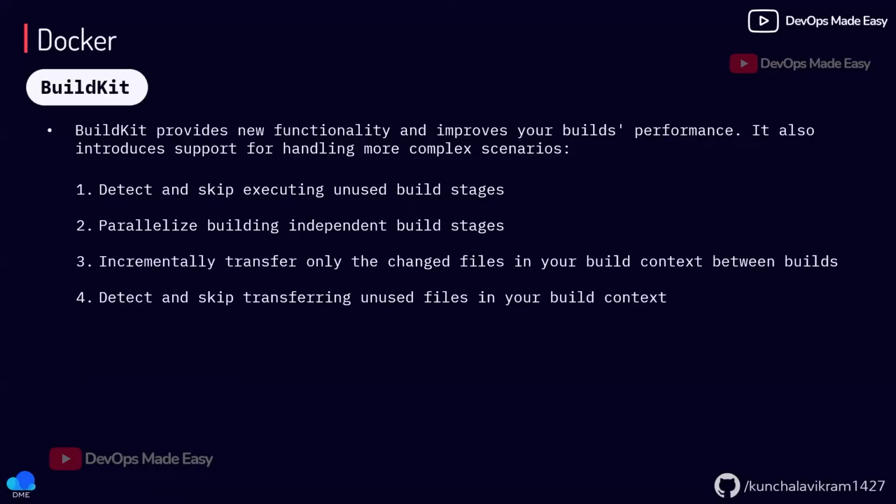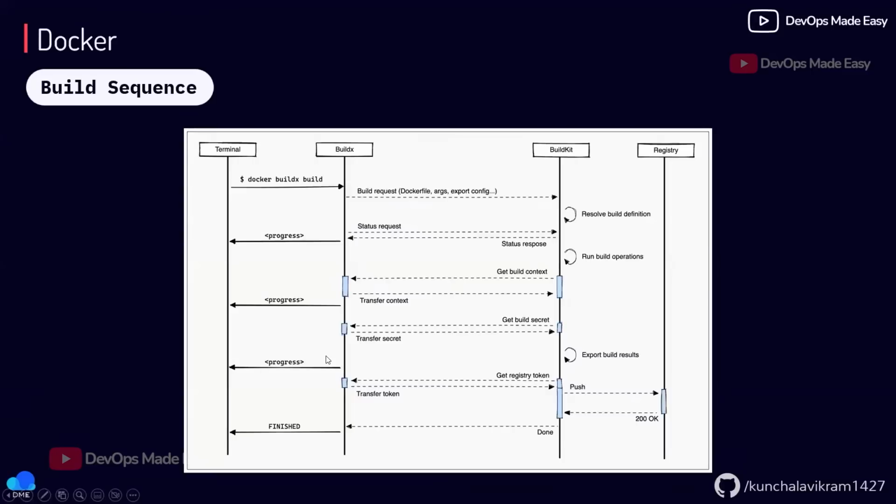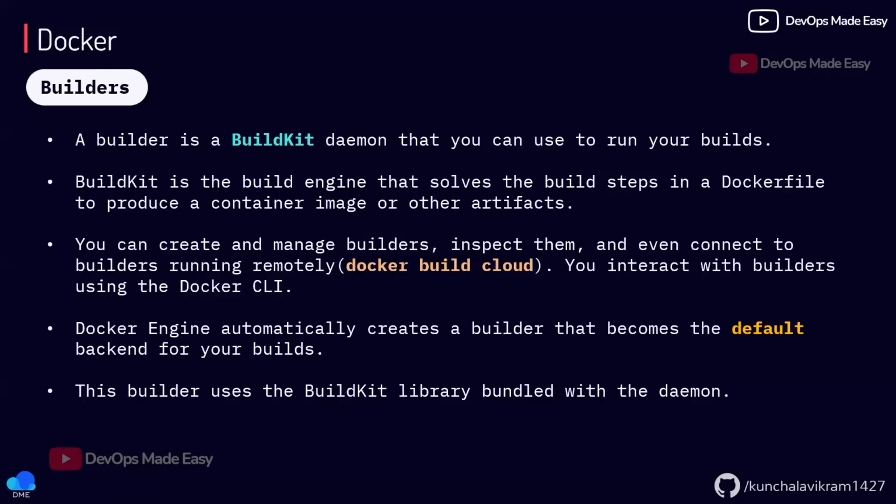Also, if there are any files that are unused in the build context, BuildKit can detect and skip them. So there are a lot of features. BuildKit even supports multi-platform images as well. Got it? Understood, guys?